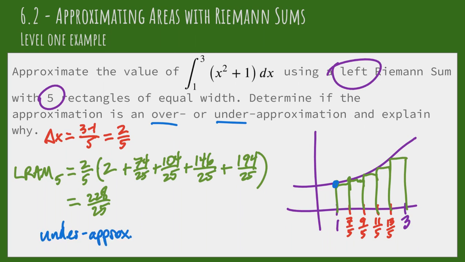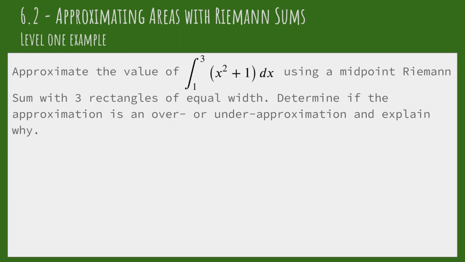And the reasoning is the same as we gave for the over approximation on the last example. It's because f of x is increasing. So I'm going to say the function, because it's not actually identified as f of x. So the function is increasing. So when we have an increasing function, the left endpoints are going to be the lowest on each subinterval. The right endpoints are going to be the highest. So LRAM is going to be an under approximation. RRAM is going to be an over.